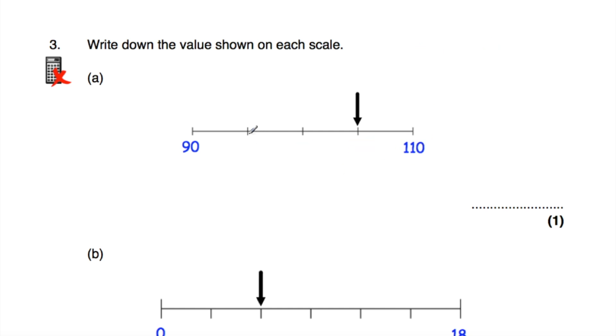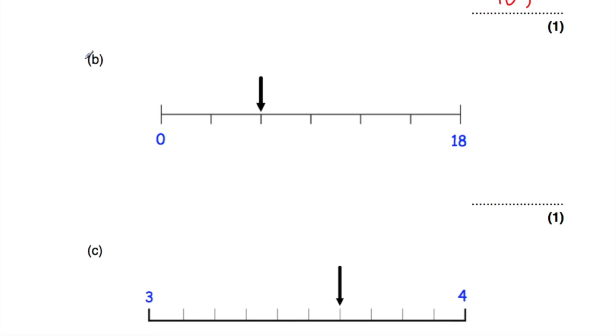Some people actually just look at it and say, well, we're not getting bigger by 10 each time, so is it 5? So it's 95, 100, 105, and then 110. So this is 105, and that's it. Okay, let's look at our next one, part B.